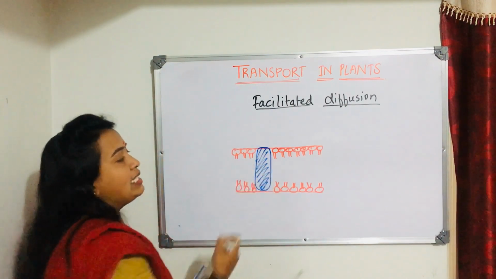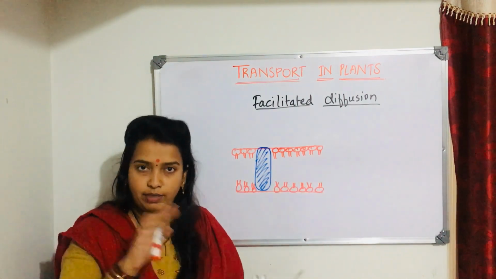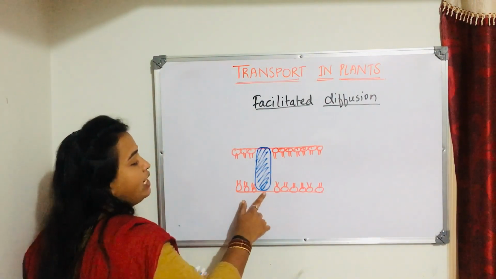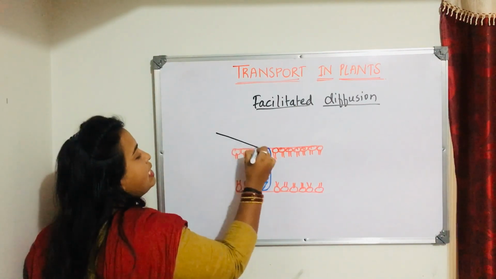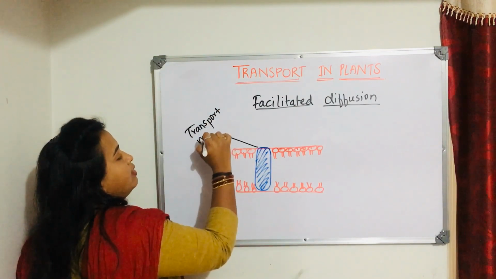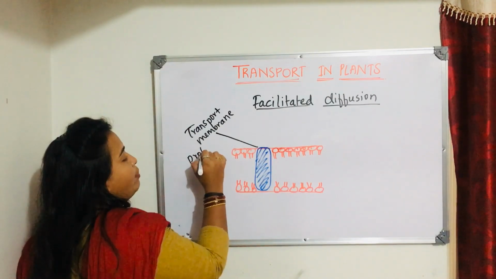So these are the proteins. Like this, we have so many proteins which are embedded in the lipid bilayer of the cell membrane. Now, as I told you, facilitated diffusion takes place with this protein. And what is the name of this? We can call it transport membrane protein. Transport membrane protein.